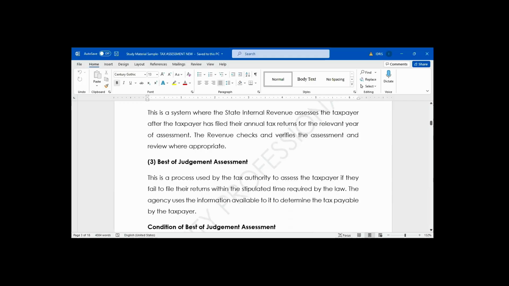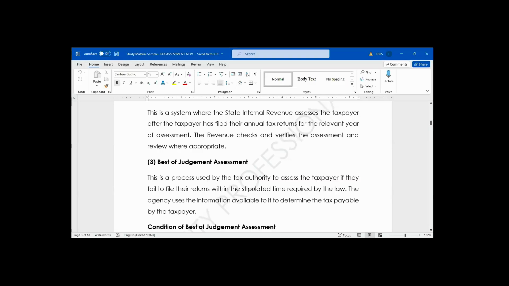Another type of assessment we have is called BOJ. Most of the questions at our level normally come from BOJ. When they want to ask questions on tax assessment, they normally ask either about self-assessment or BOJ. They can ask, what is self-assessment? What is best of judgment? Or what are the contents of best of judgment? If you review past questions very well, you will see a lot of questions coming from self-assessment, and a lot coming from BOJ, best of judgment.